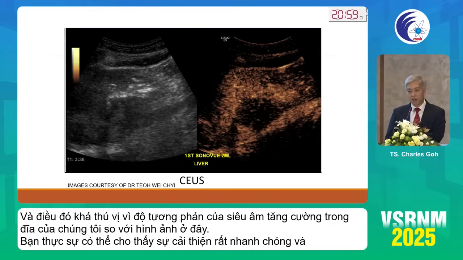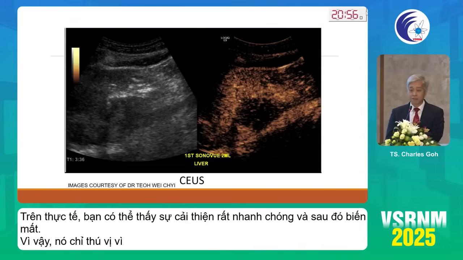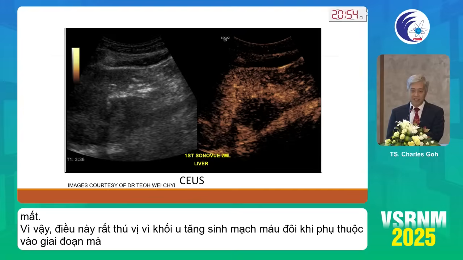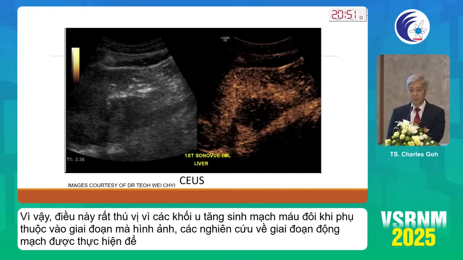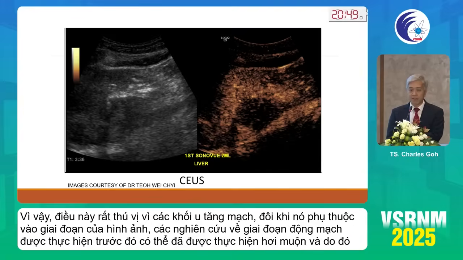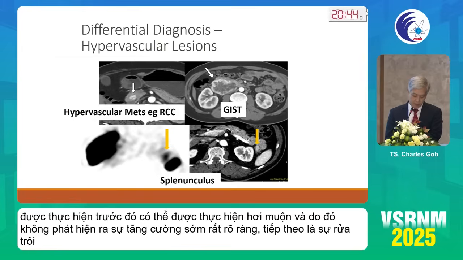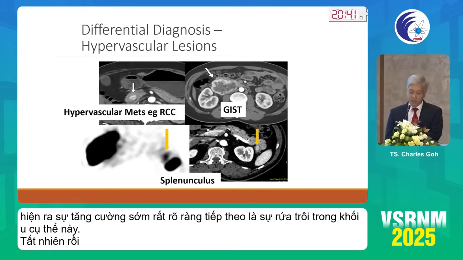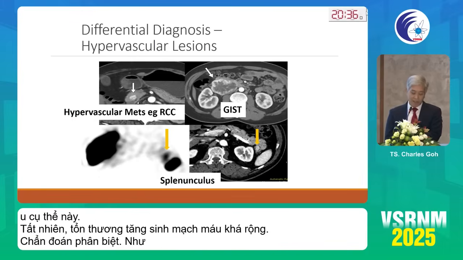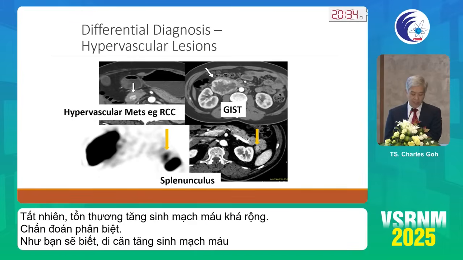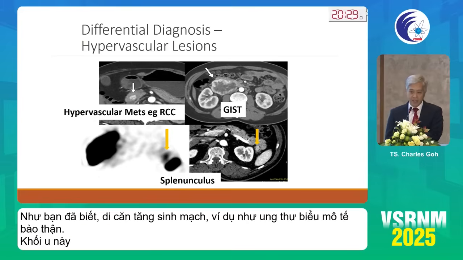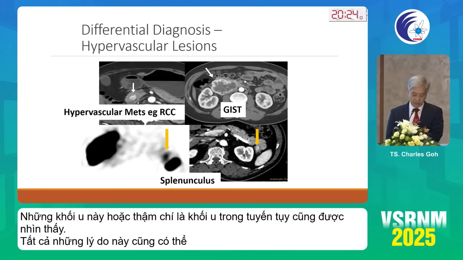So it's just interesting because hypervascular tumors, sometimes it depends on the phase in which you image. The arterial phase studies that were done previously were probably done a little bit too late and therefore didn't pick up the very avid and early enhancement followed by washout in this particular tumor. Of course, hypervascular lesions have quite wide differential diagnosis, as you will be aware. Hypervascular metastases, for example, renal cell carcinoma, GIST tumors, or even intrapancreatic spleen. All of these lesions can also show hyperenhancement during the arterial phase.